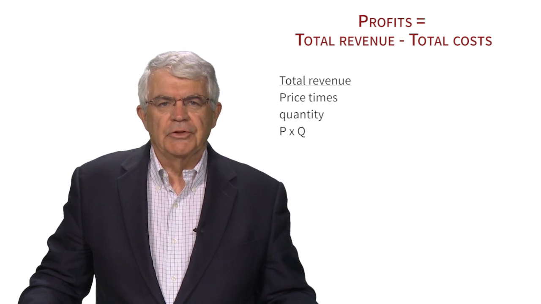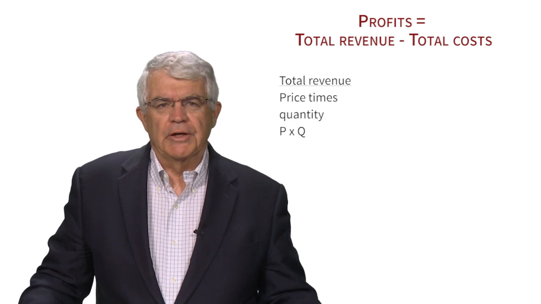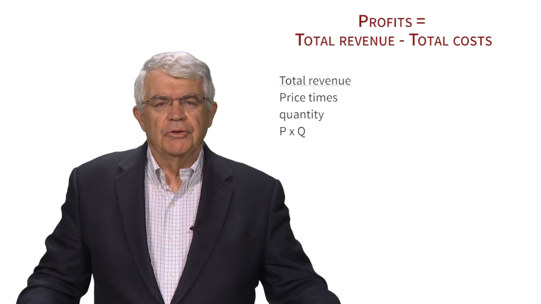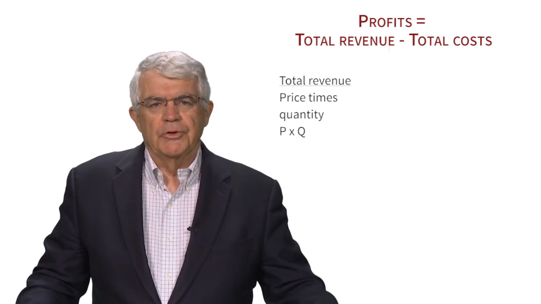Total revenue, in turn, depends on the price and how much you actually sell. We can call it price and quantity, P times Q. P times Q is revenue. The higher the price, the larger the revenue. The more you sell, the higher is Q, the larger the revenue.